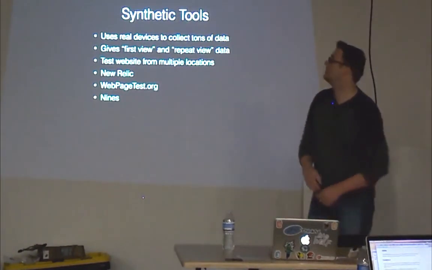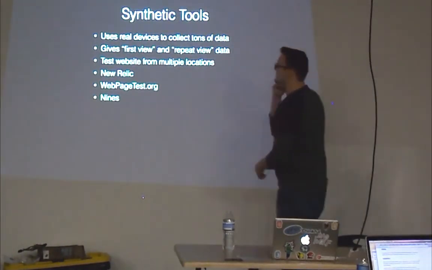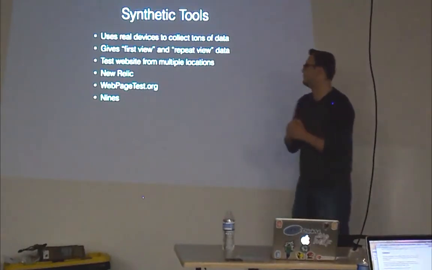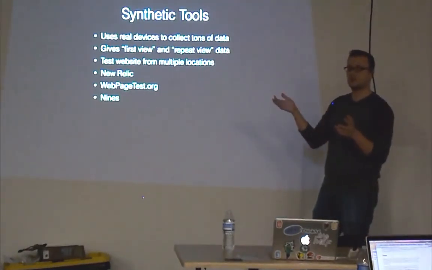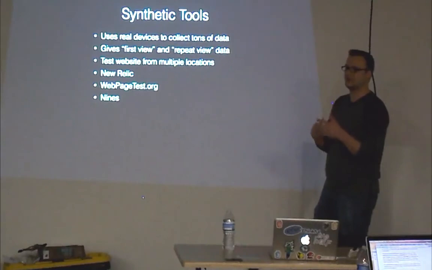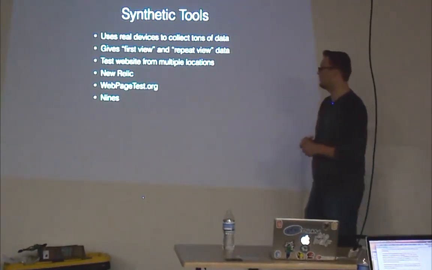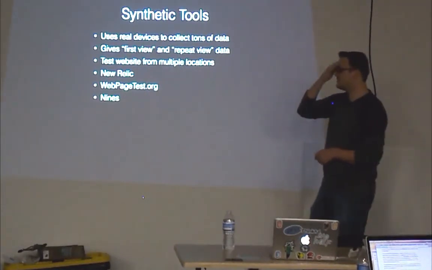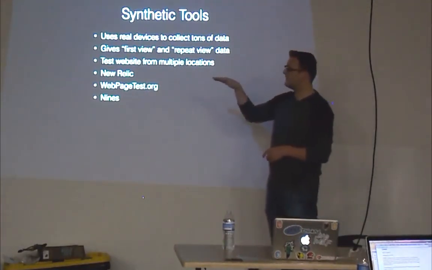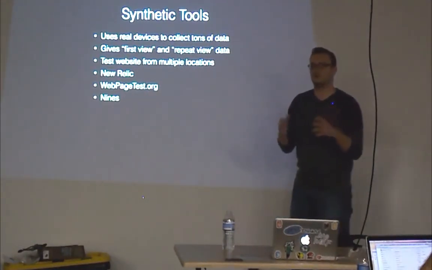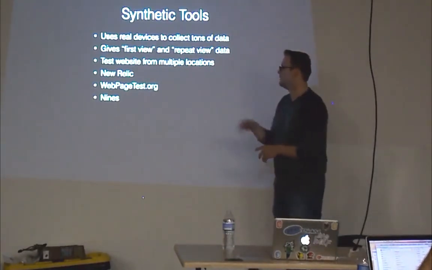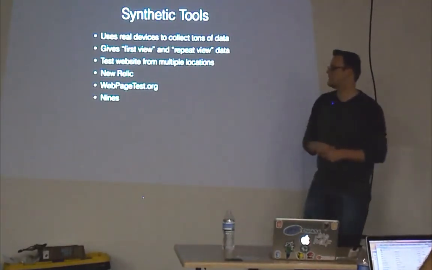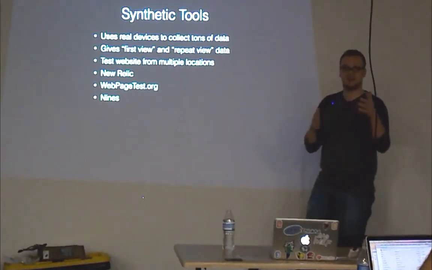Then looking at synthetic testing, it uses real devices. It gives you that first-view, uncached version. Some tools will also allow you to do repeat views so you can see how your cache is loading. You can test the website from multiple locations. New Relic is somewhat new; it's been out for a few years, and webpagetest.org is obviously kind of the standard for synthetic testing.